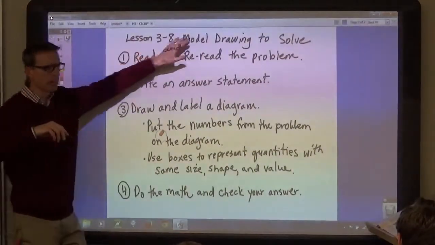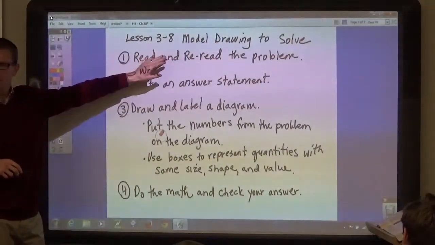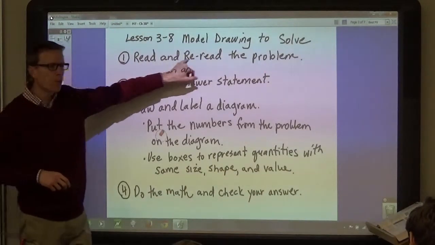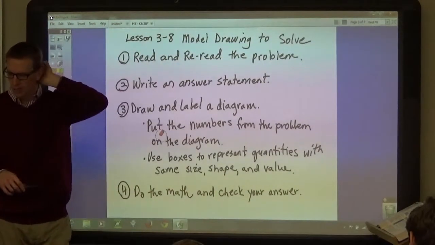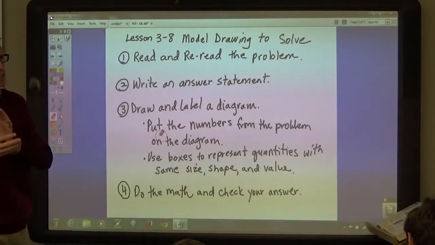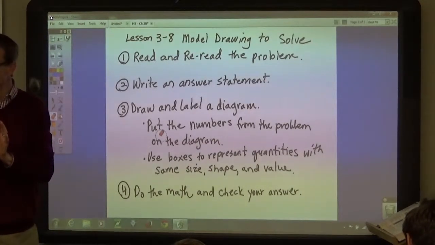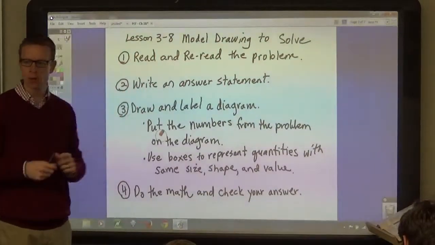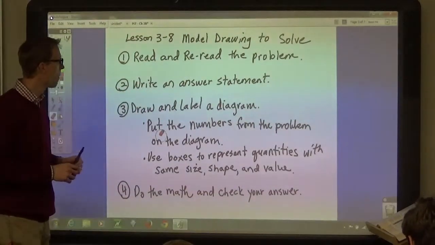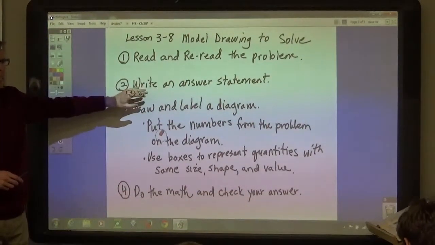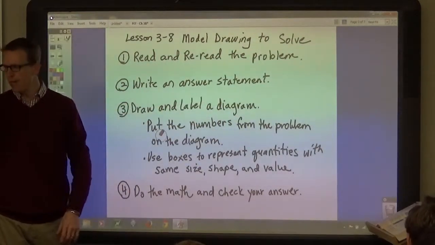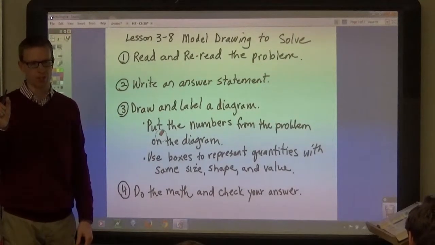This model drawing is going to help you to write an equation when you need to. First, you should always read the problem through and then reread it, because once you get to the end of the problem, it usually gives the question at the end, what it is that you're trying to solve. And so many times you have to go through and reread it in order to pick out the important information to help you solve it. Then you should write an answer statement. The answer statement is going to help you pick out the right label for your answer.